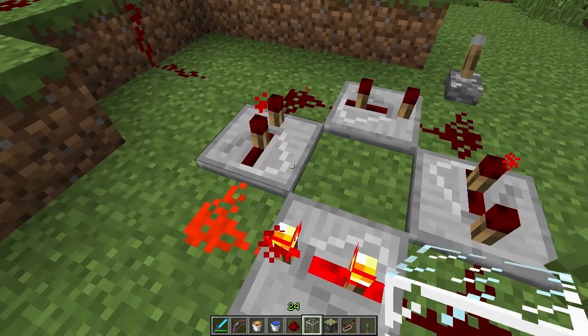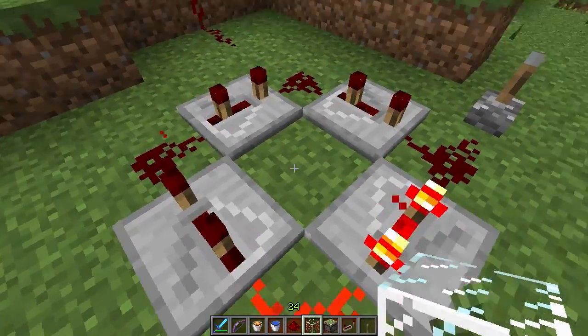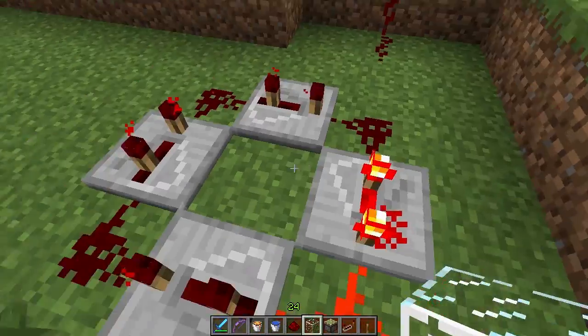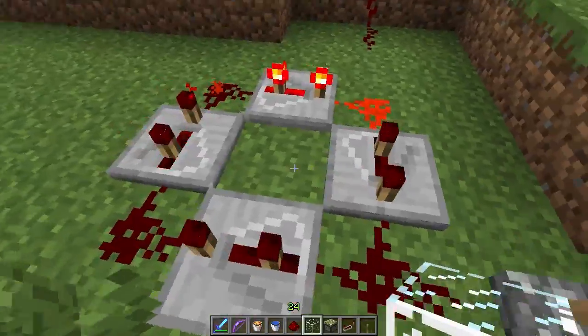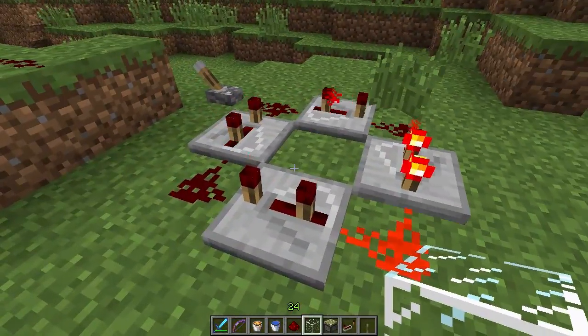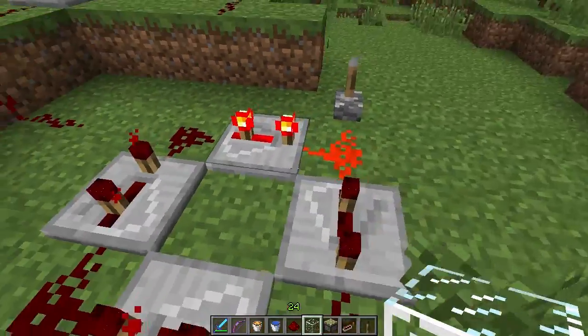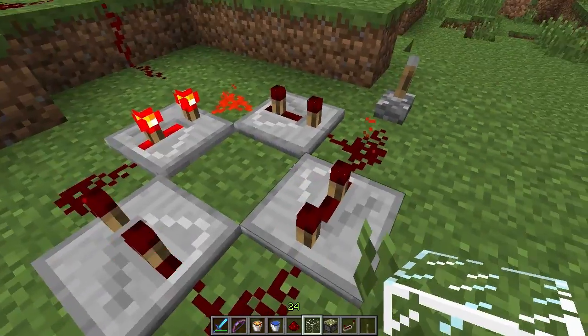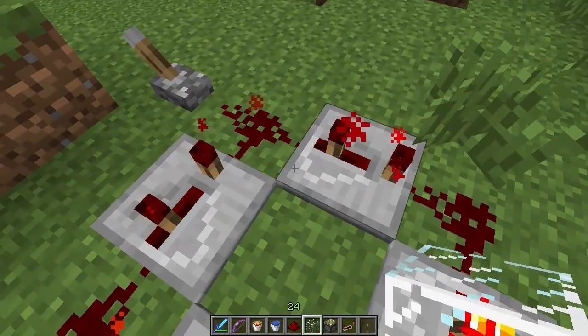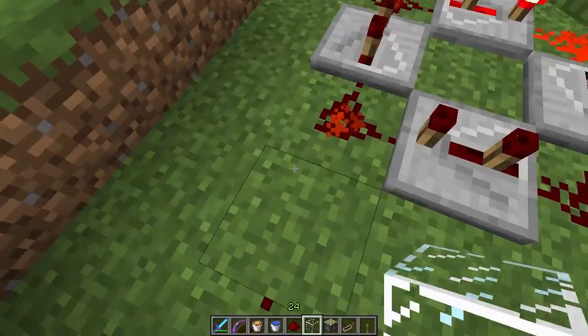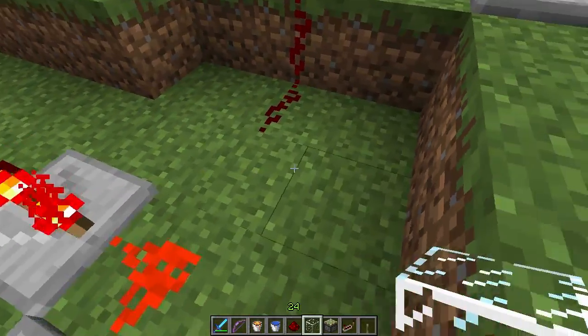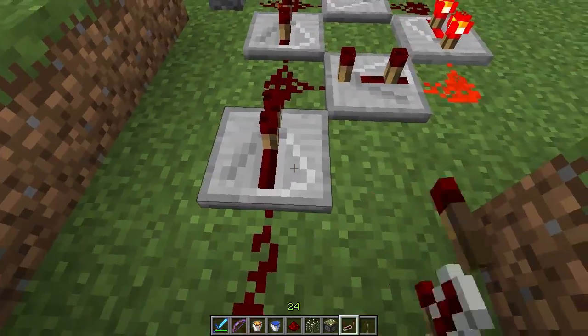it's set on 3, 6, 9, 12, every 12 tenths of a second. So every 1.2 seconds, I believe. Something like that anyway.